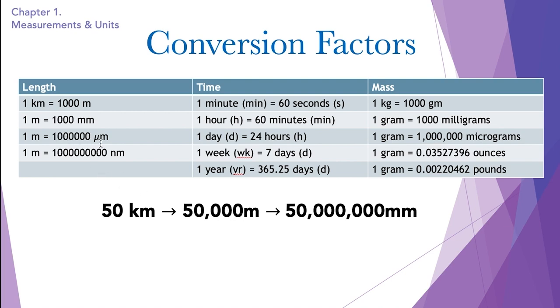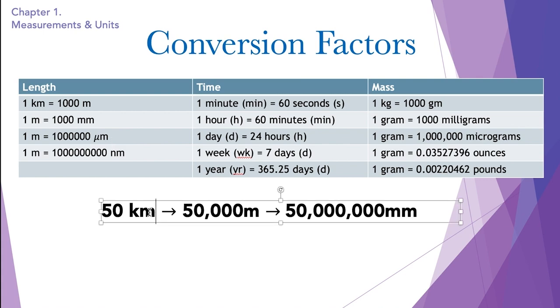What is the conversion factor for micrometer? This is the conversion factor. 1 million micrometers are equal to 1 meter. So then what we do is multiply again, because we are converting a bigger unit into a smaller one. So we multiply 50,000 by 1 million to find the answer in micrometers.